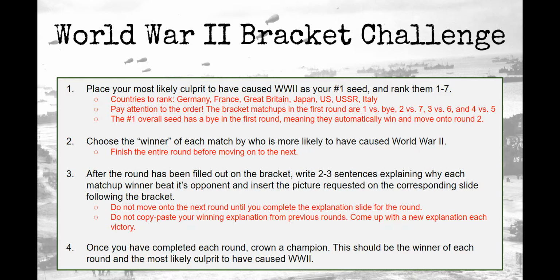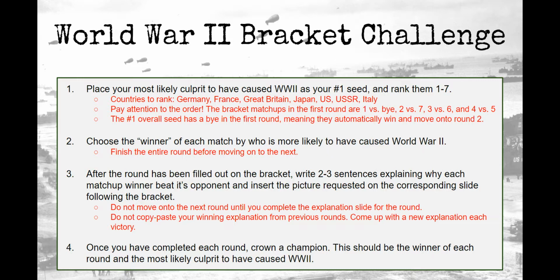But I want to go ahead and explain our expectations with this. The way you're going to be doing this is you're going to be ranking the 7 countries that we looked through yesterday on the slideshow as your 7 teams that are going to be competing here. The number one overall is going to be the one that you think is the most likely to cause the war. And then you're going to rank those 1 through 7 with the least likely being that 7th ranked. The countries are going to be Germany, France, Great Britain, Japan, the United States, the Soviet Union, and Italy as well.